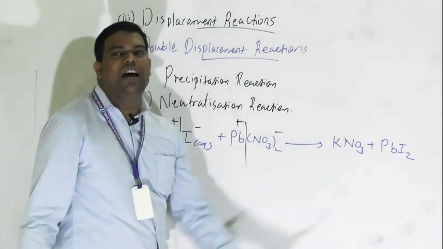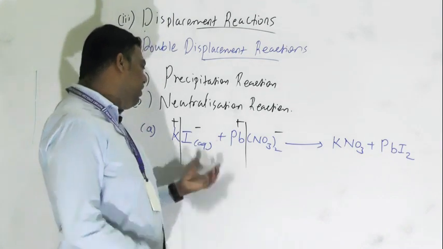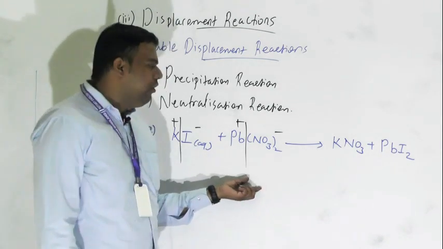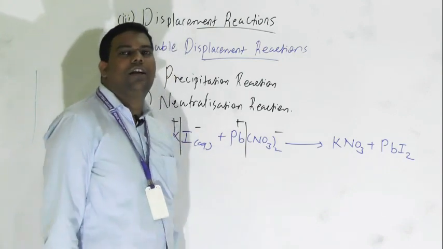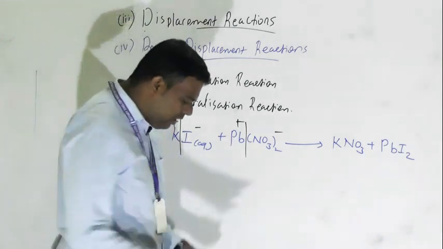So this PbI2 is your yellow precipitate. This we can perform in our chemistry lab also. After reopening our school, I will show all these precipitation reactions in our chemistry lab. Okay, so see here.